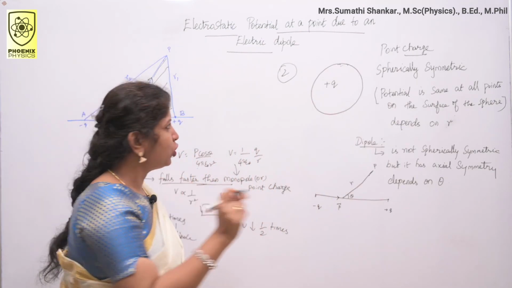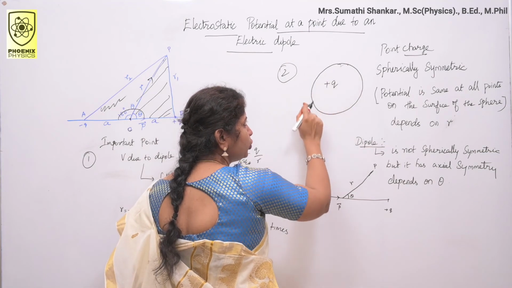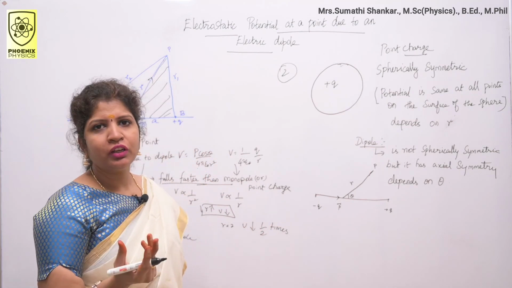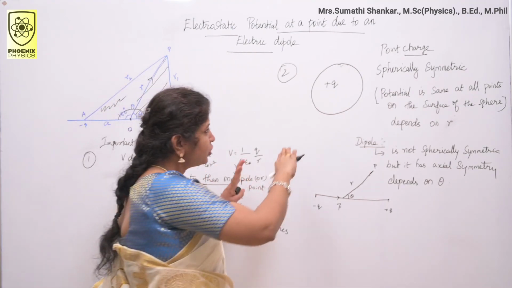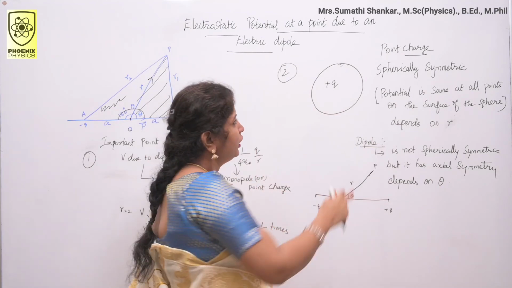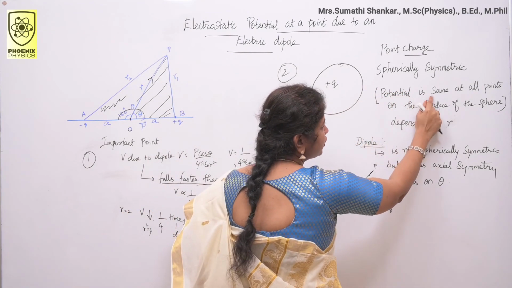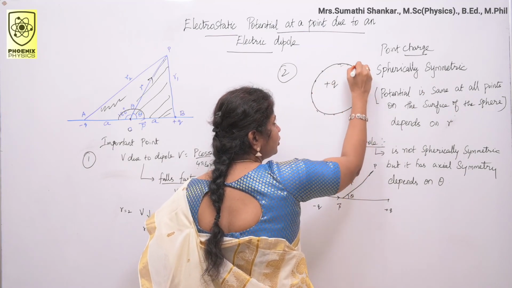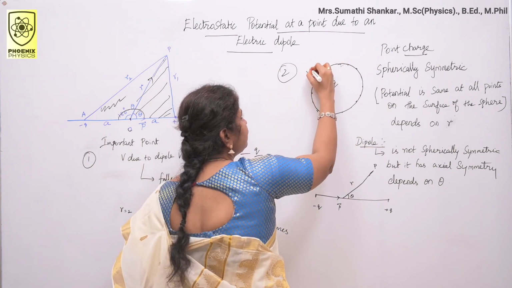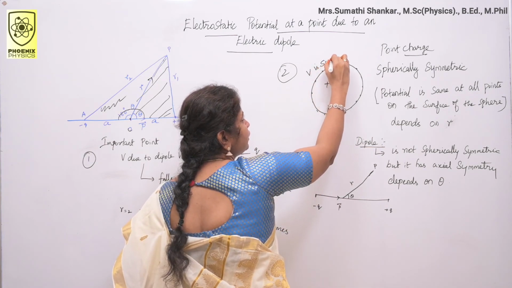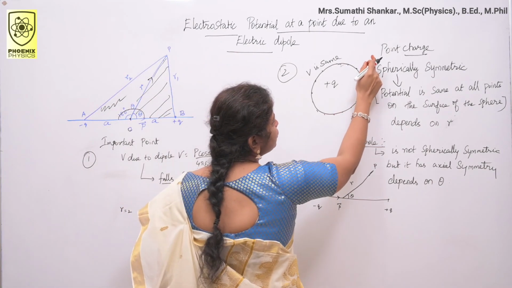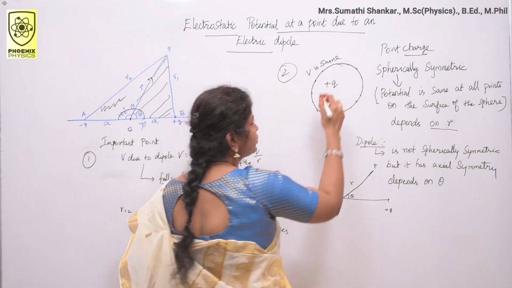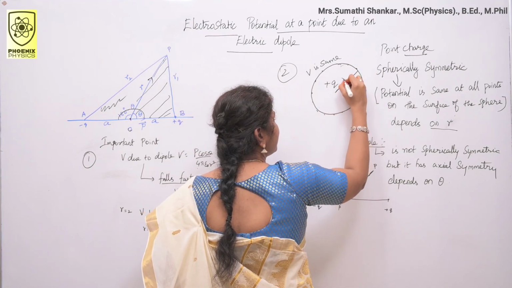Here consider a point charge plus Q. The potential due to a point charge is spherically symmetric. What is the meaning? Spherically symmetric means the shape is a sphere, and the potential is the same at all the points on the surface of the sphere. So on the surface of the sphere, the potential V is the same. This potential depends only on R because the sphere has one radius. So here this sphere has radius R.